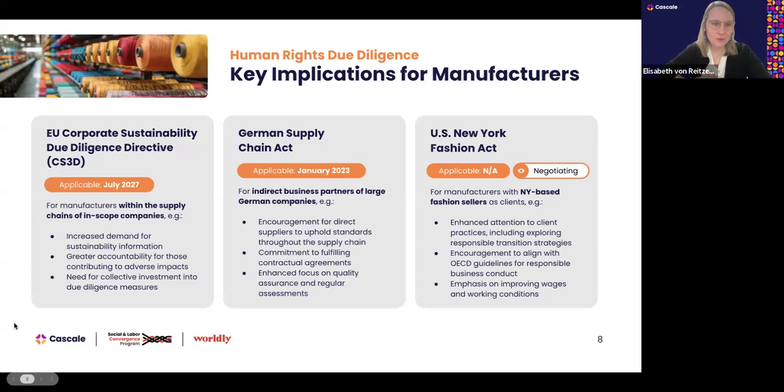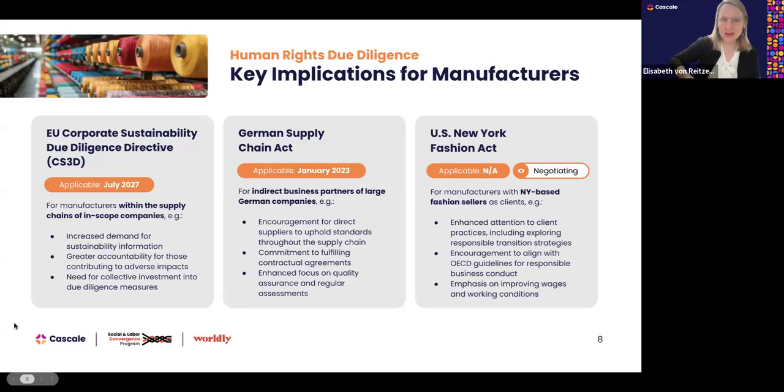So for the EU CSDDD, what does it mean? There will be an increased demand for sustainability information, greater accountability for those contributing to adverse impacts, and also the need for collective investment into due diligence measures. When I say collective, I mean collective across the value chain. Brands need to invest in that very heavily. Manufacturers would also be very much encouraged to invest in these measures.